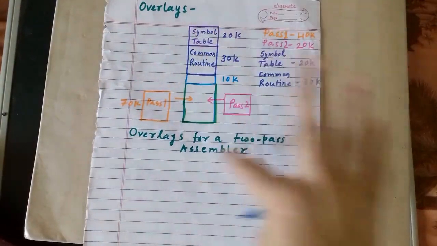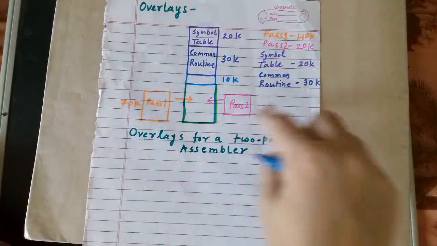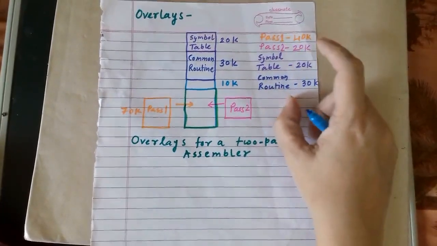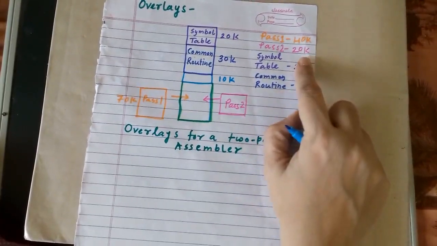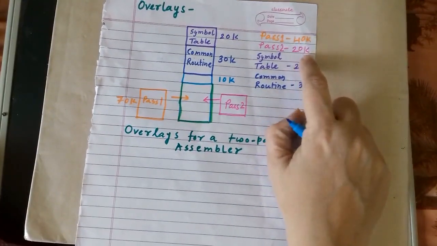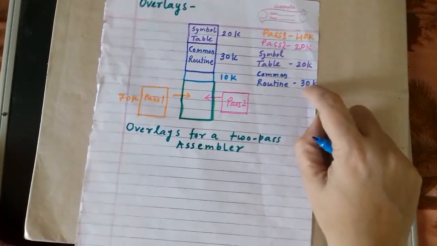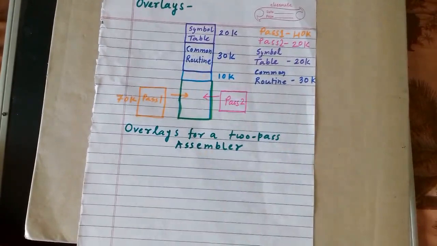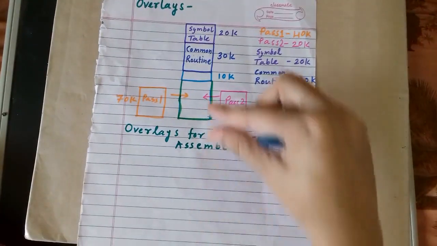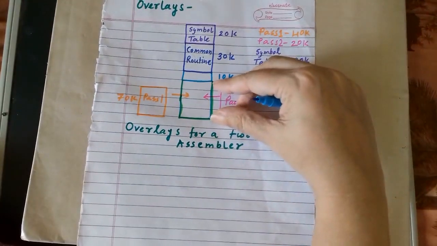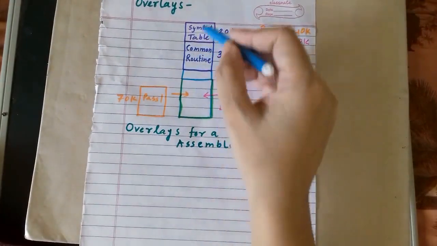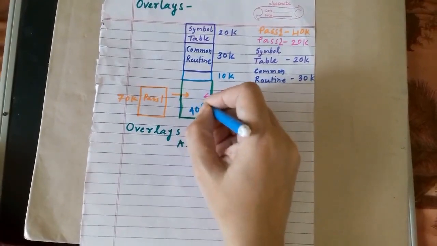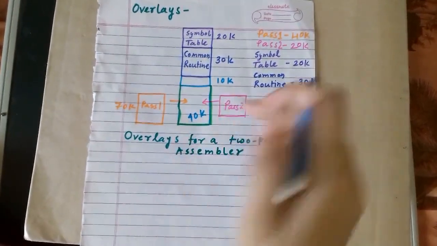Just see this scenario. This is an assembler. The assembler will execute in two passes, pass 1 and pass 2. Pass 1 length is 20k, pass 2 length is 40k, and the symbol table and common routine are 20k and 30k. As of now, consider a situation where I have only this much memory space available in the main memory. I have taken one line equal to 10k. So I have 40k memory available.